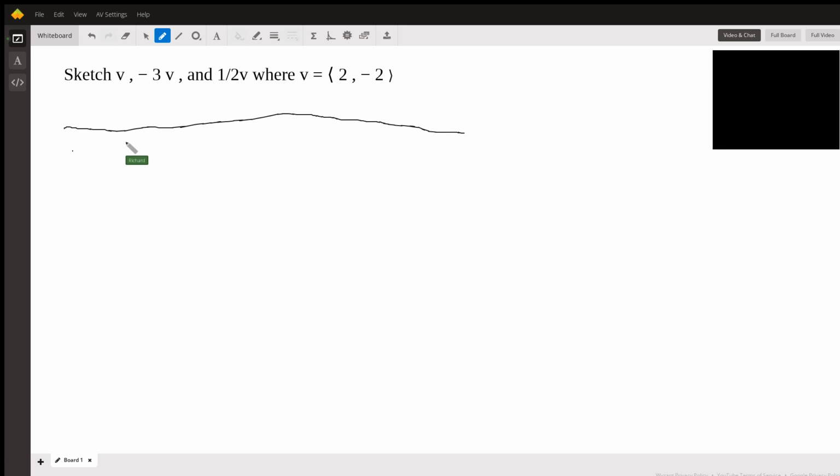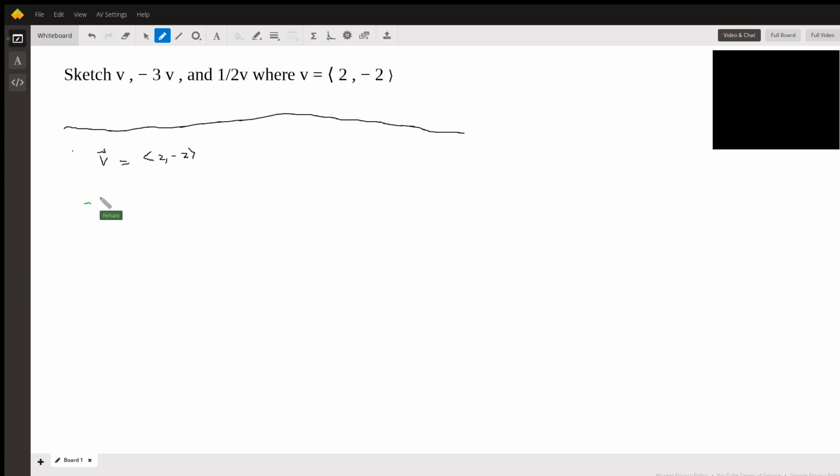I'm just going to get started here. So the vector, you know something's a vector because you put a little sort of arrow looking thing over it, and that's equal to 2 comma negative 2. Now they're also interested in negative 3v and 1/2 v. So I'm going to use different colors here for each of those so that we can graph them easily later.